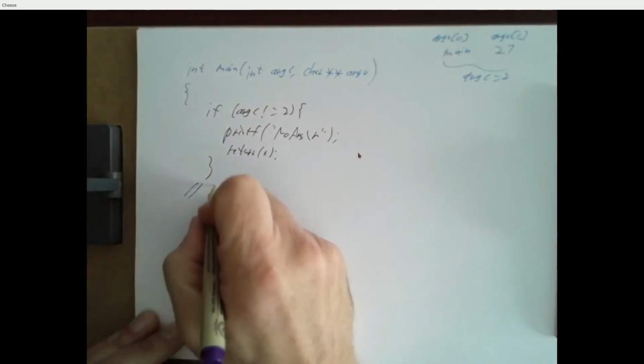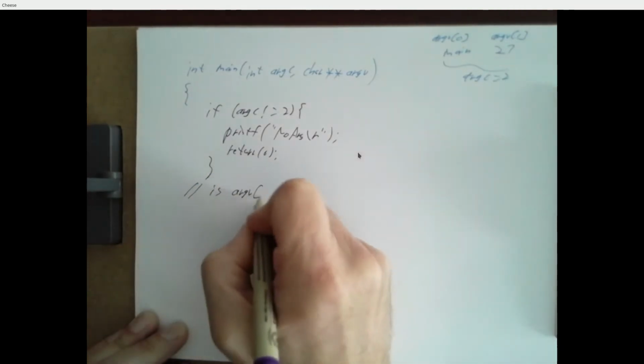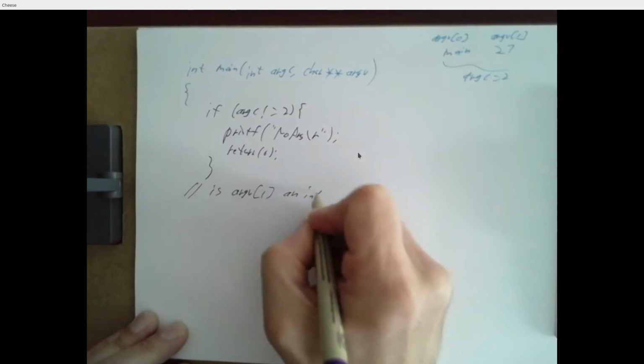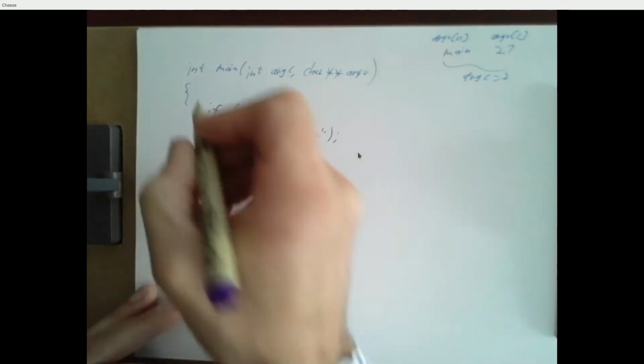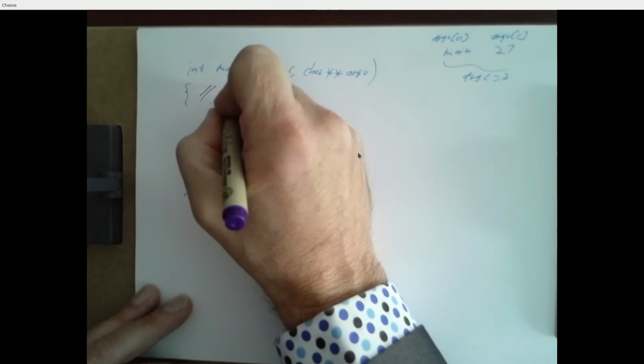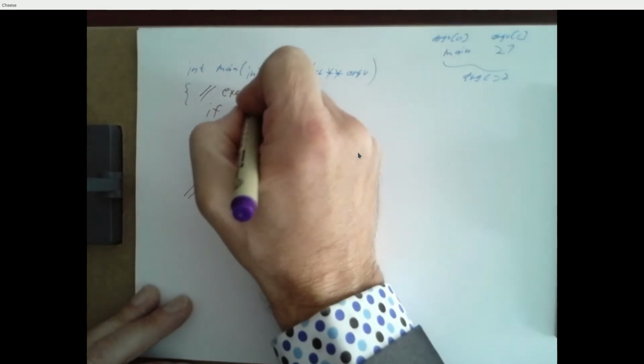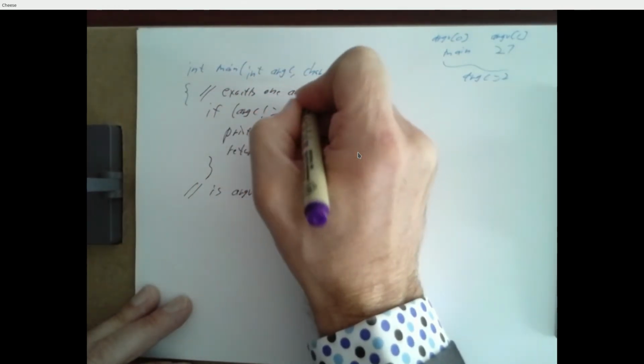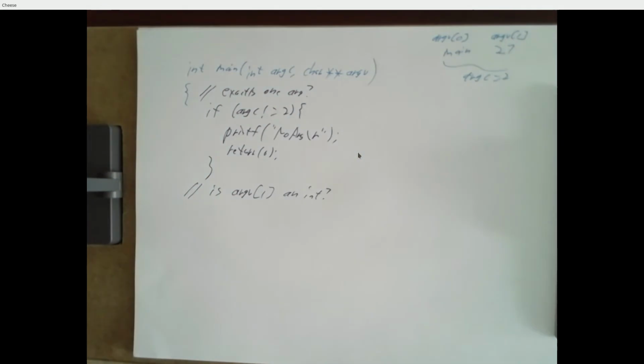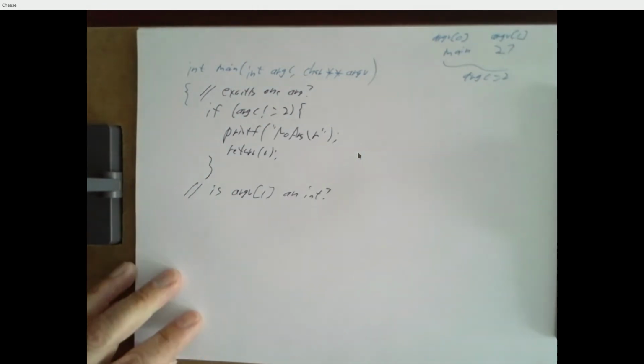Which means I have exactly one command line argument. So, is argv[1] an integer? All right, so up here, my comment might be, do we have exactly one arg? Okay, so here's the question: is argv[1] an integer? How do we do that?